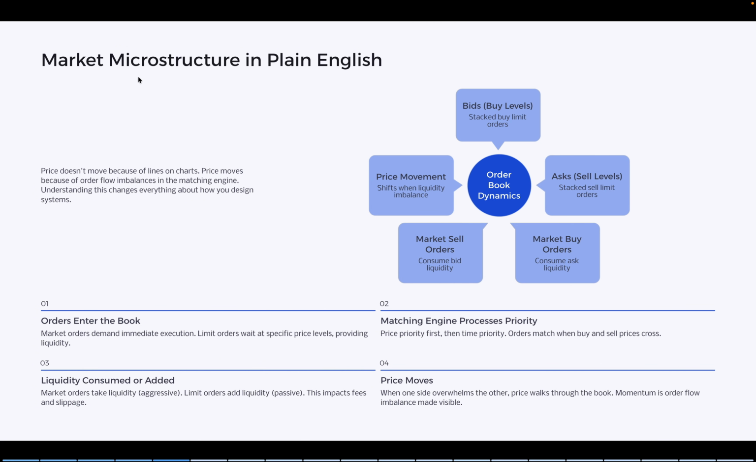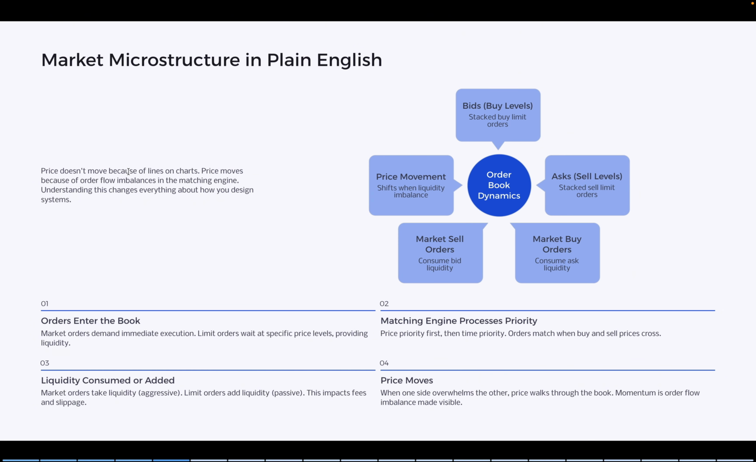This term is thrown around a lot of times, but it is very simple. Price does not move because of lines on charts. It doesn't move because there's a support that you have drawn on the price. Price fundamentally moves because of order flow imbalances in the matching engine. What do I mean by matching engine? The matching engine is the broker's or the exchange's engine that matches the orders, right? That matches the market order with the limit order. Okay, so understanding this changes everything about how you design systems.